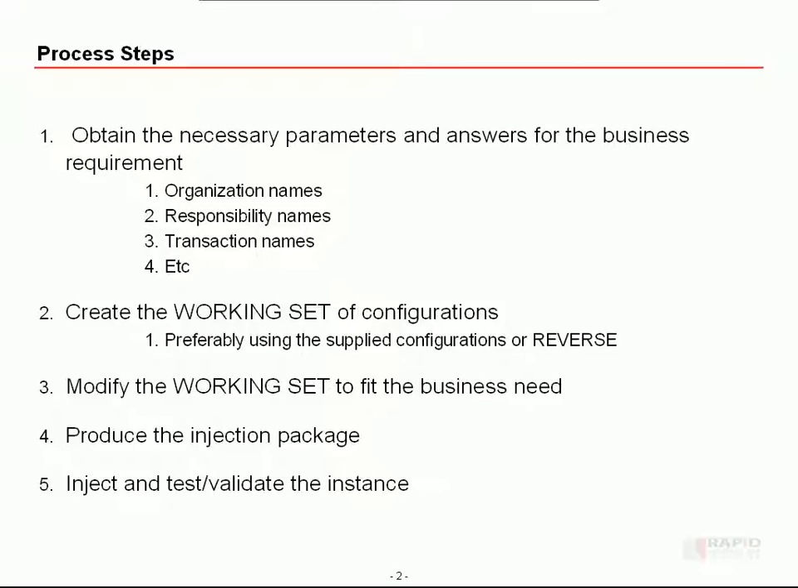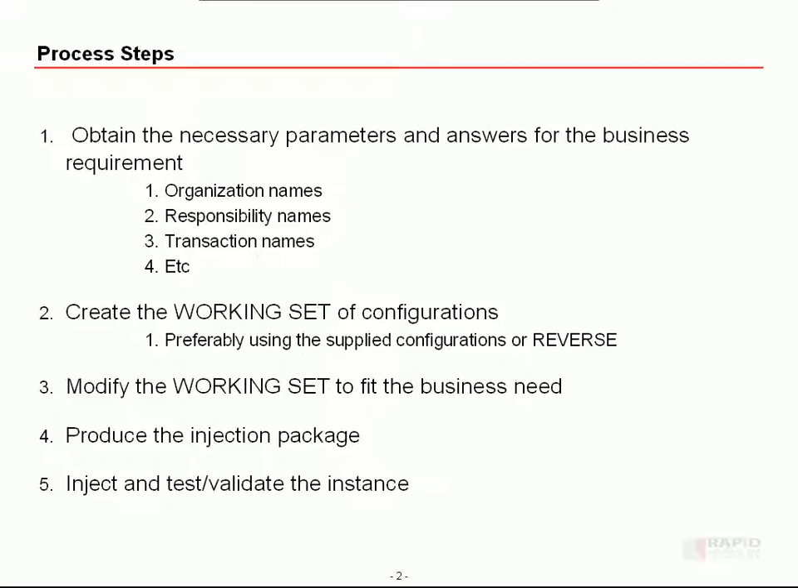The next step is to create the working set of configurations. These are generally done using the tools. Once we have those working set of configurations, whether you took them from the standard set that was supplied with the tool or whether you did a reverse, either way, those configurations will need to be changed for your new business requirement. If nothing else, the operating unit name and associated organization chart details will need to be changed. And there are quite a lot of different places all of that information needs to be changed in.